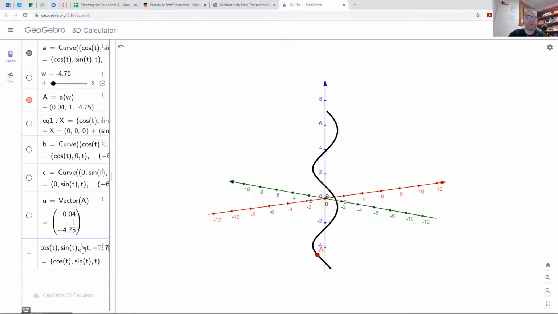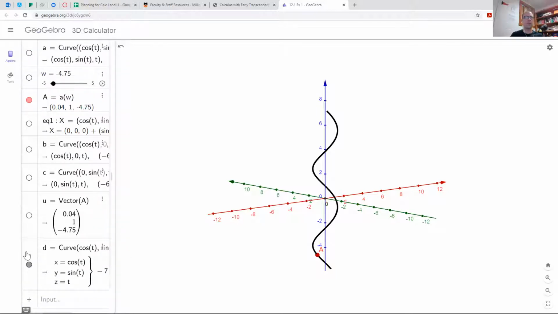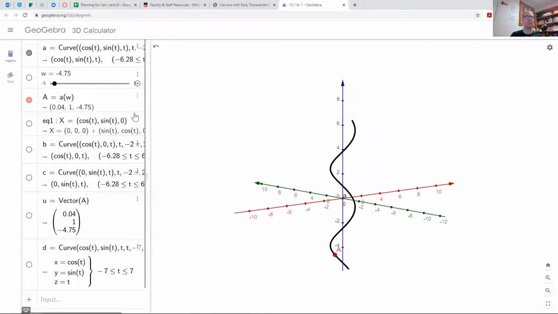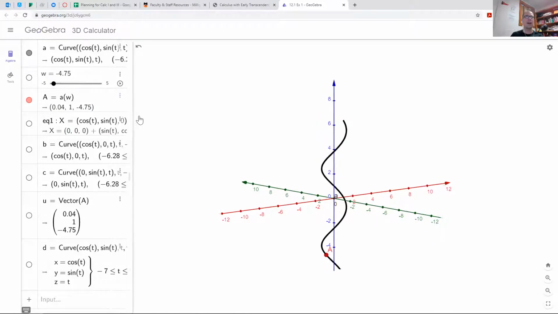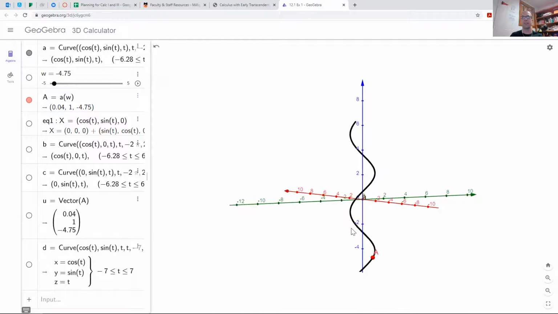I forget what the exact values were. That'll give us a curve that's actually a little bit more. Ooh, okay, and that gives us the black space curve. I'm going to bring this one back because I actually did that one from negative 2 pi to 2 pi. That makes sense. But yeah, here we go.